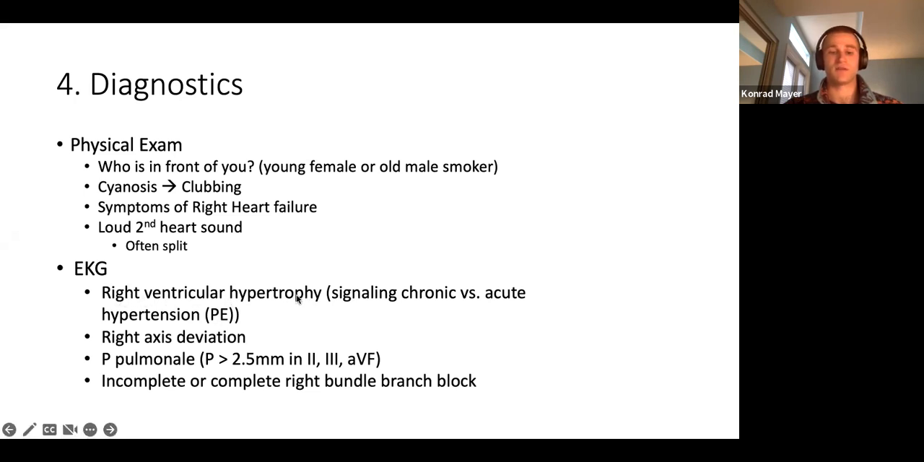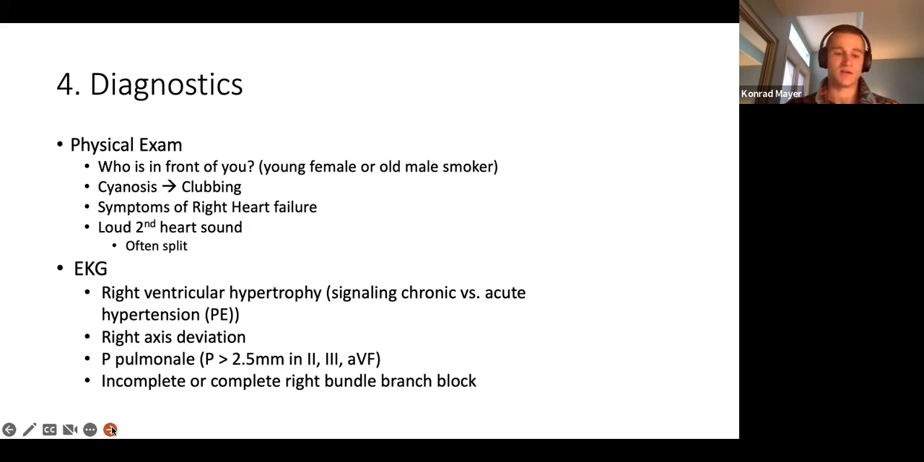Right ventricular hypertrophy can also result in right axis deviation of the heart. If the right atrium is enlarged, this can result in what is called a P pulmonale, which is a P wave that is higher than 2.5 millimeters in these leads. And as I mentioned earlier, pulmonary hypertension can lead to a restructuring of the right ventricle, and this distension and hypertrophy can cause an incomplete or complete right bundle branch block.